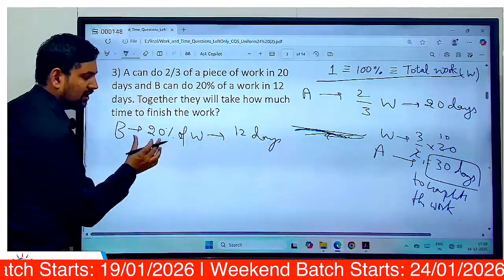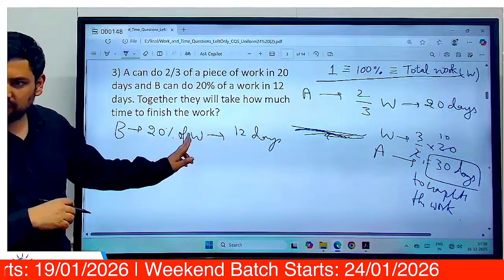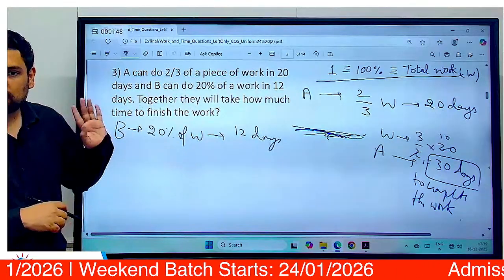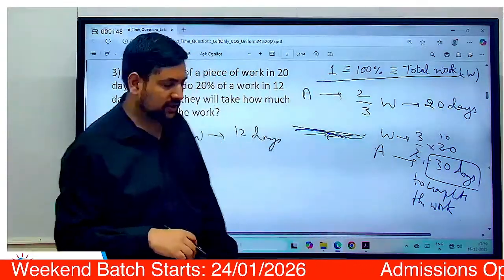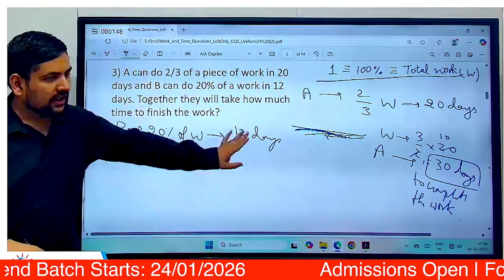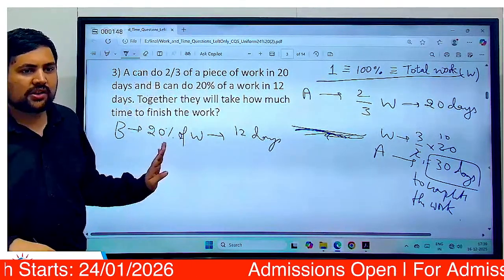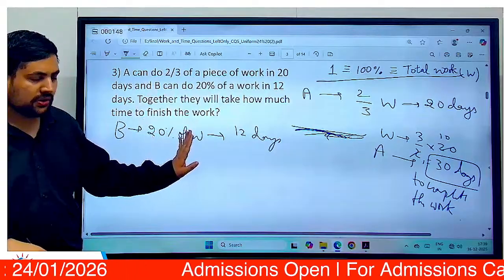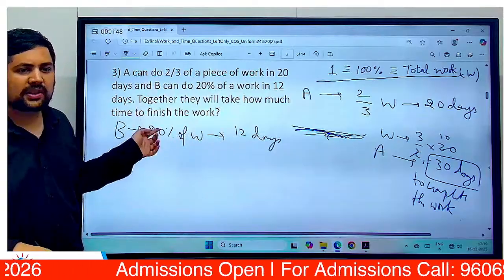Now what I want here is either just 1 with W or 100% with W. Correct? Because 1 is equal to 100%. Now, 20% here, 12 days here. If I multiply both sides by 5, I can get to 100% of W is equal to 12 days, or 20% is 1 by 5.